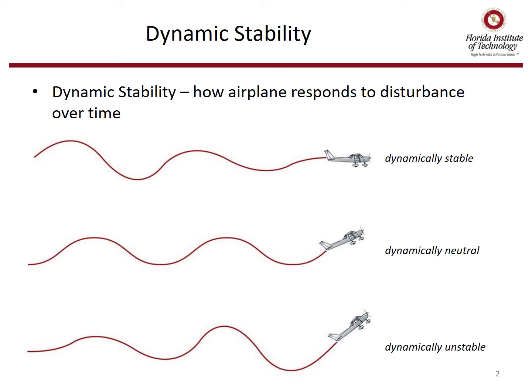We can have either a dynamically stable response, a dynamically neutral response, or a dynamically unstable response, to where each subsequent cycle grows further and further from trim and grows without bound.